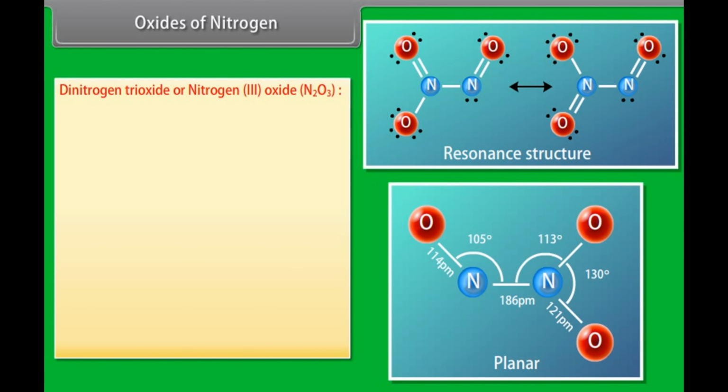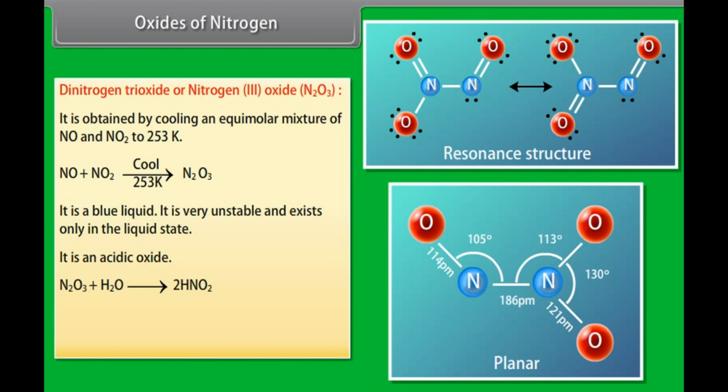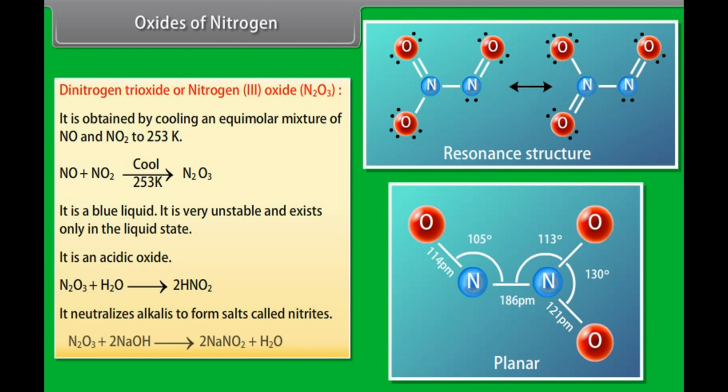Dinitrogen trioxide or nitrogen 3 oxide. It is obtained by cooling an equimolar mixture of NO and NO2 to 253 Kelvin. It is a blue liquid. It is very unstable and exists only in the liquid state. It is an acidic oxide. It neutralizes alkalis to form salts called nitrites.